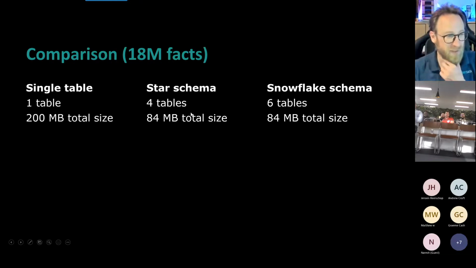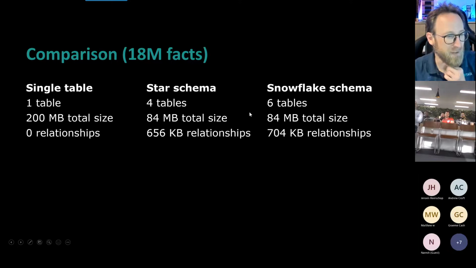And to my surprise, the size of the model was much larger than I would expect. So even if we have VertiPaq and everything is highly compressed, this model was almost 3 times bigger than the star schema and the snowflake schema. This surprised me, to be honest. And when I think about the relationships, as we don't have any relationships in here, of course, we don't need any space here.